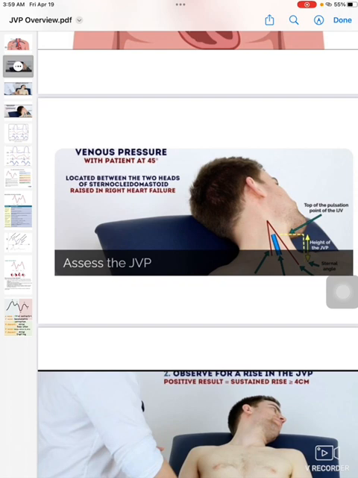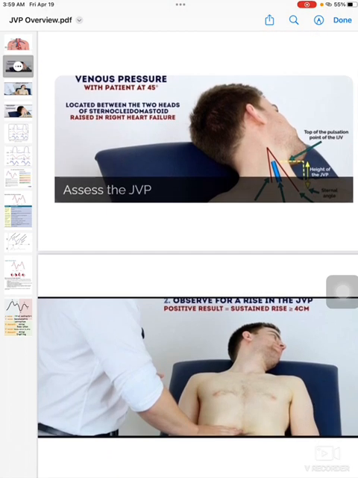In healthy individuals, it should be no greater than 3 centimeters.